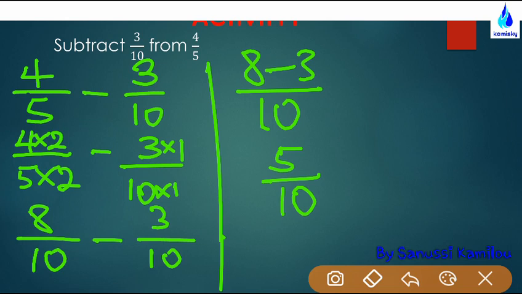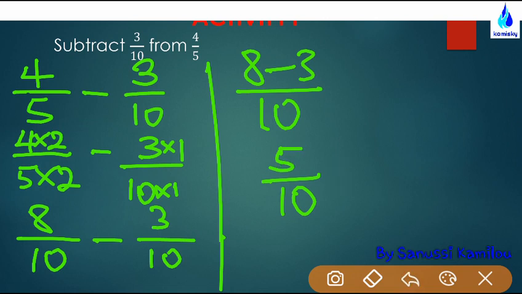Learners, are you going to leave it like this? No, because 5 can be simplified. 10 can be simplified by the same number that we used to simplify the top. The whole number can go into 5 and at the same time go into 10. You ask yourself, if your answer is 5, if you cancel this one by 5, you get 1. Cancel this one by 5, you also get what? 2. So finally your answer will be 1/2.